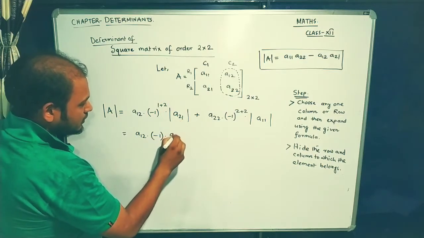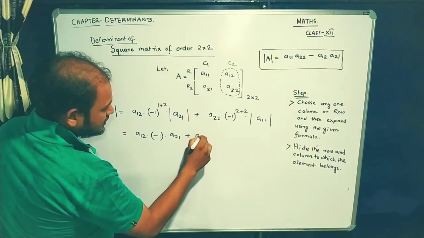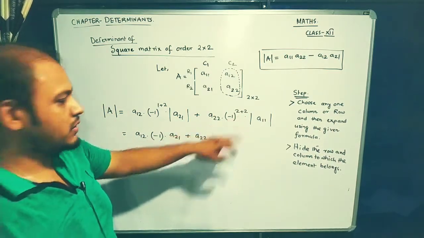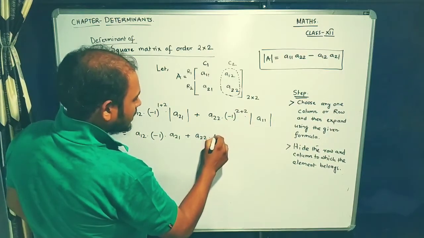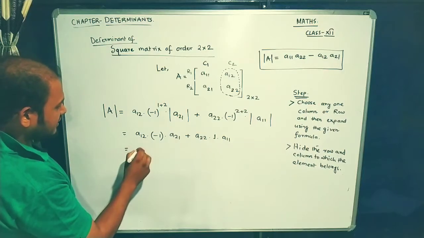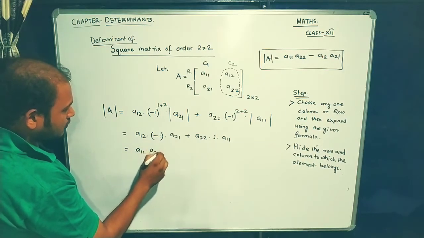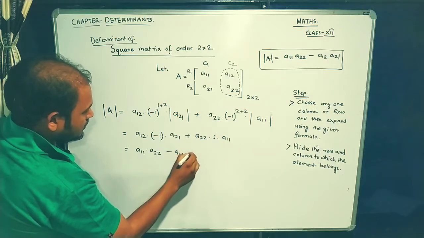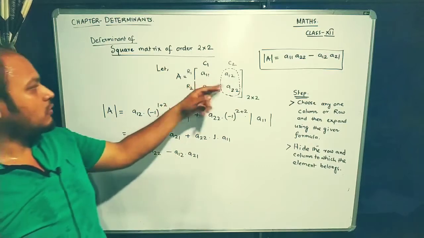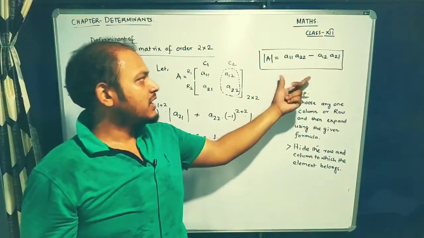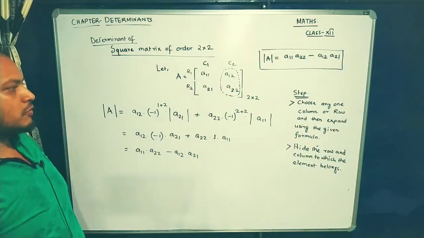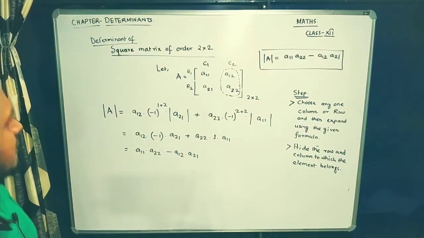Then this is A21, plus A22 into -1 to the power 4. 4 is an even number, so -1 to the power even number is 1. Then you have A11 here. So here also you see that it is equal to A11 A22 minus A12 A21. Finally you see that after using any row or any column, you get the same determinant, and this number is known as the determinant of this square matrix of order 2 by 2.